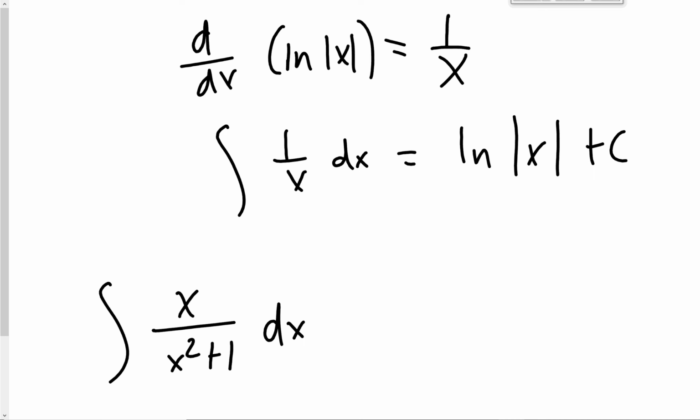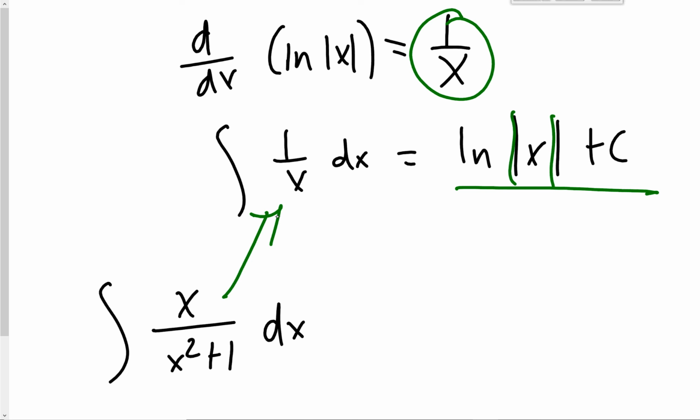All right, let's go ahead and look at the integrals. So if the derivative of ln x is 1 over x, that means the antiderivative of 1 over x is ln, and it's always absolute value here because I can't take the log of 0 or any negatives, right? So if I have a problem like this, I can't take the integral of this. I have to make it look like this, right?